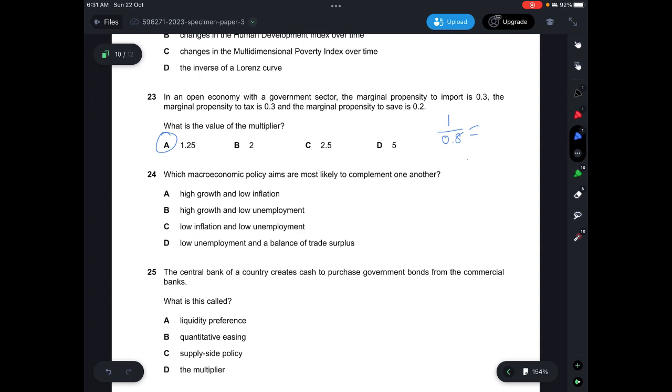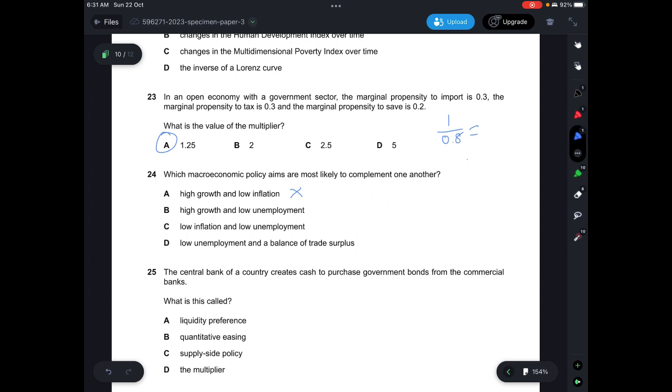Question 24, which macroeconomic policy aims are most likely to complement one another? Okay, so if it's high growth and low inflation, no way, because high growth and low inflation is not exactly possible. High growth means there's an increase in aggregate demand. When there's an increase in aggregate demand, there's an increase in the price level, which means inflation. Right? B, it says high growth and low unemployment.